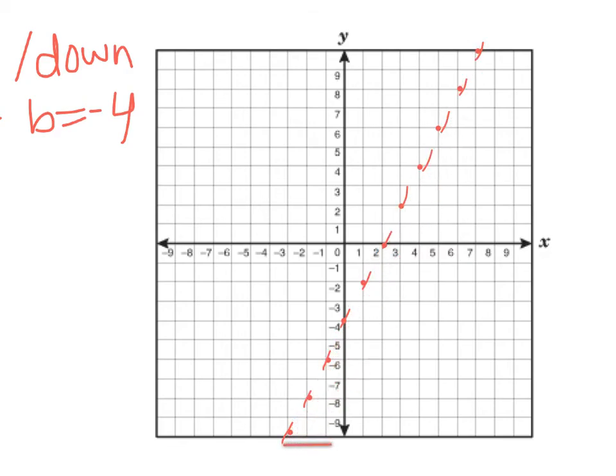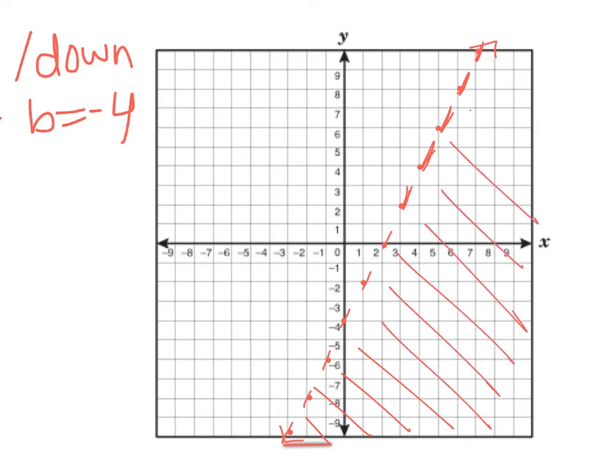Just get that out of the way. My dashes are a little off here, especially these ones. Okay. And I shade down. And this is y is less than 2x minus 4. The second inequality, I start at +1. And I go up to right one.